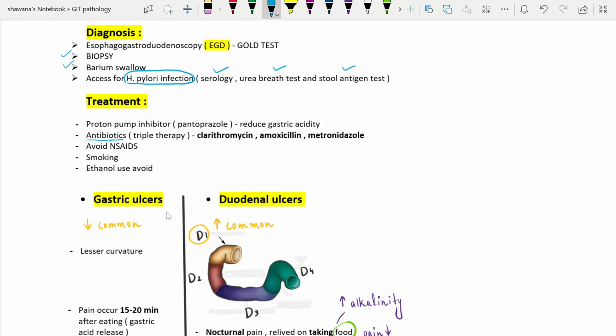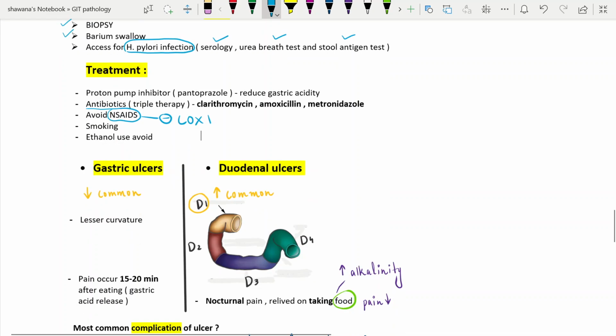We should avoid the non-steroidal anti-inflammatory drugs, as they block the function of cyclooxygenase 1, right? We have discussed that. Also avoid smoking and alcohol. So this can be a sort of treatment.